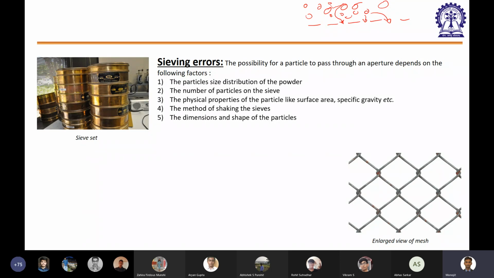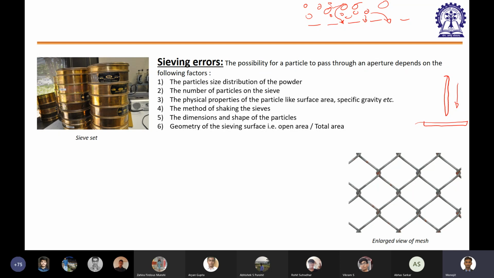The dimension and size and shape of the particle. This is absolutely true. If you have a particle which is something like this, this type of particle creates a lot of problems. If it hits the screen horizontally, it will not pass through the screen. Well, if it hits directly like this, the chances are high that it will go through. So if you have this type of dimension or shape of the particle, the chances of getting error are high.